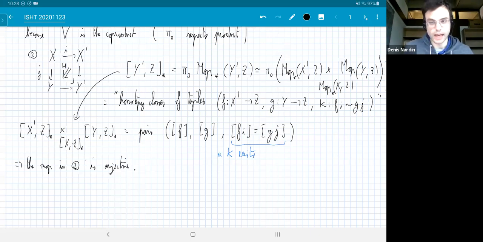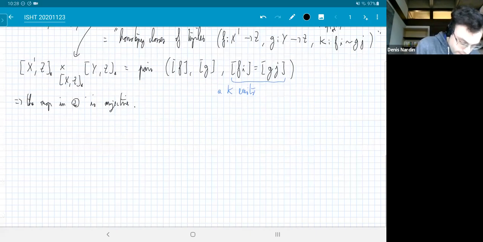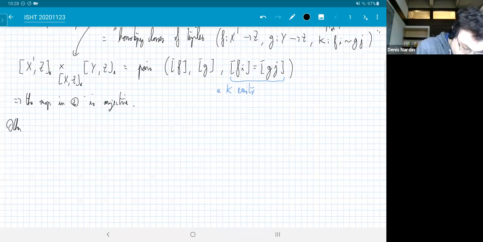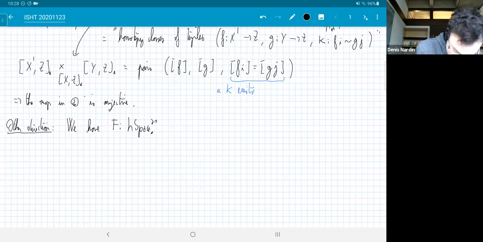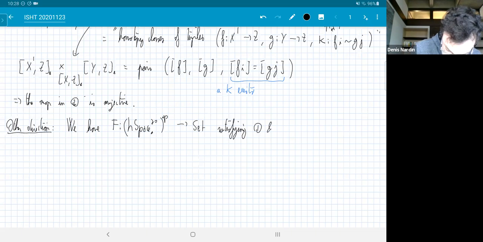Seems not. Okay, so this was the easy direction. We had a representable functor and we saw that it satisfies the two necessary properties. Let's see what happens for the other direction. So now we have F, a set-valued functor, satisfying 1 and 2.